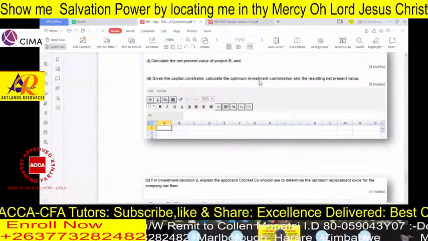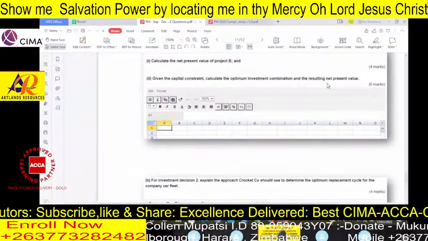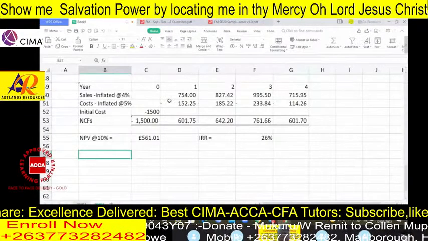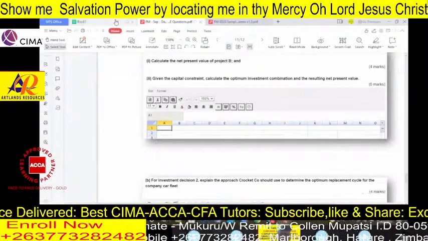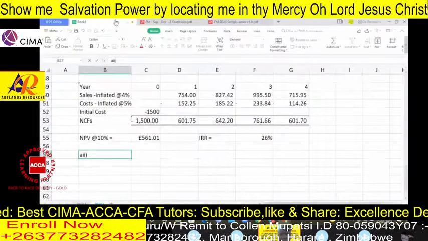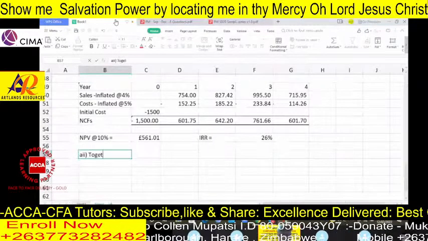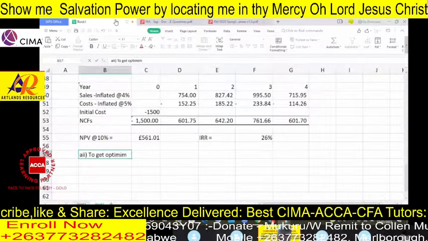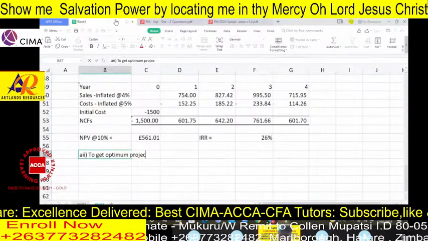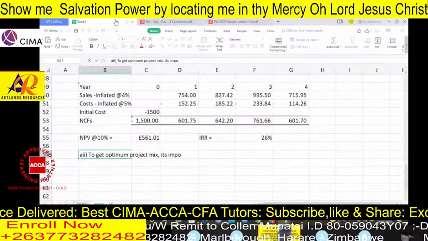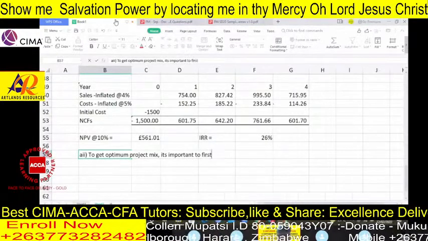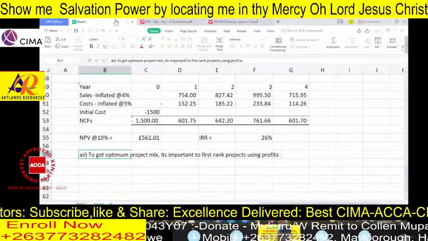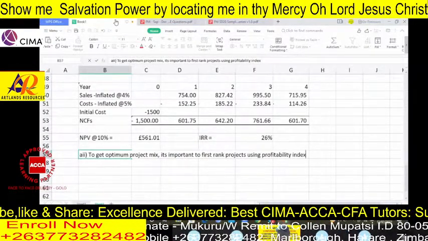Given the capital constraint, calculate the optimum investment combination and the resultant NPV. Okay, so when you are facing this, you say B. The question is actually A2. All you say is: to get optimum NPV, to get optimum project mix, optimum meaning best combination, it's important to first rank projects using profitability index. That's what you do first. Rank these projects using profitability index.